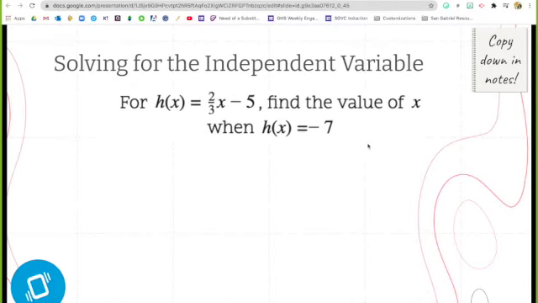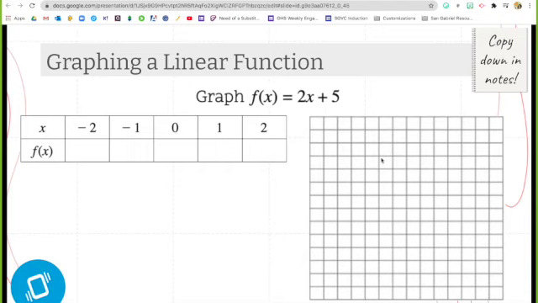Let's move on with the content. So we're also going to learn how to graph linear functions. When we're graphing for f of x equaling 2x plus 5, what I like to do is use 5 easy numbers. And the 5 easy numbers are usually negative 2, negative 1, 0, 1, and 2. I only want to find points that will make my image easier to draw. So I want to go with smaller numbers. And the smallest numbers I can find are negative 2, negative 1, 0, 1, and 2.